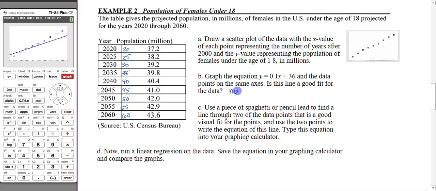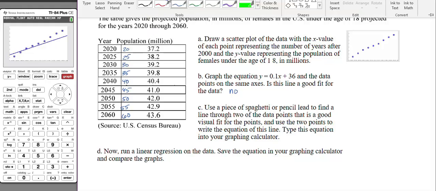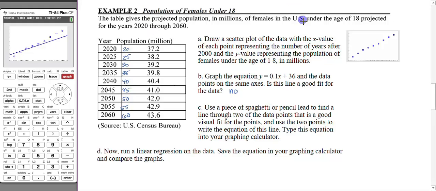Now use a piece of spaghetti or pencil lead, something that's nice, straight, and skinny, to find a line through two of the data points that's a good visual fit for the points. Use the 2 points to write the equation of this line. Then type the equation into your graphing calculator. So I'm going to use a drawing tool of a line, and I'll adjust it. You can use whatever spaghetti noodles you have, or a piece of pencil lead.